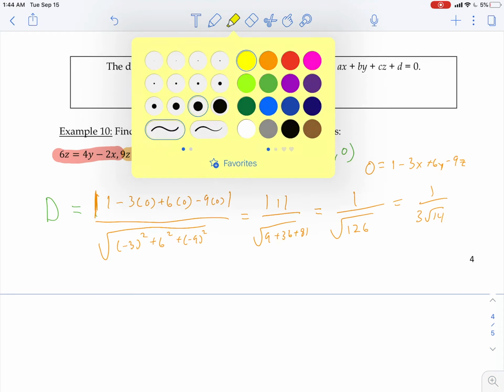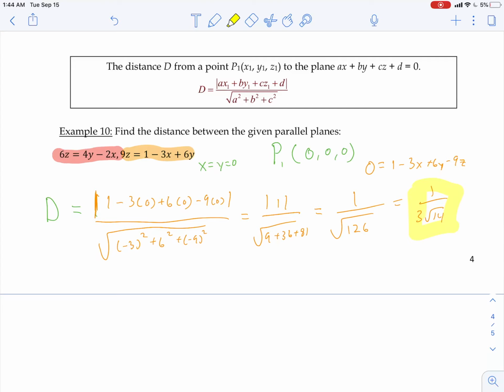So distance is not bad. It just requires making sure that if we're given two planes, we use one plane to find our point, and the other plane is the one we use in the distance formula from that point.